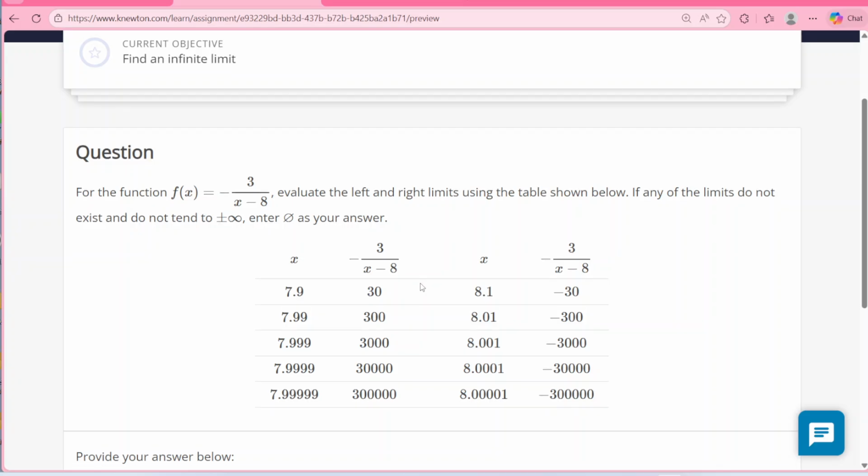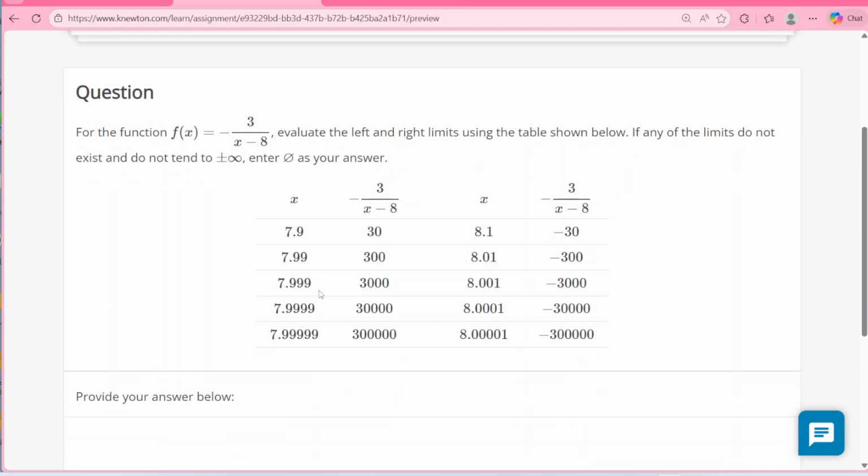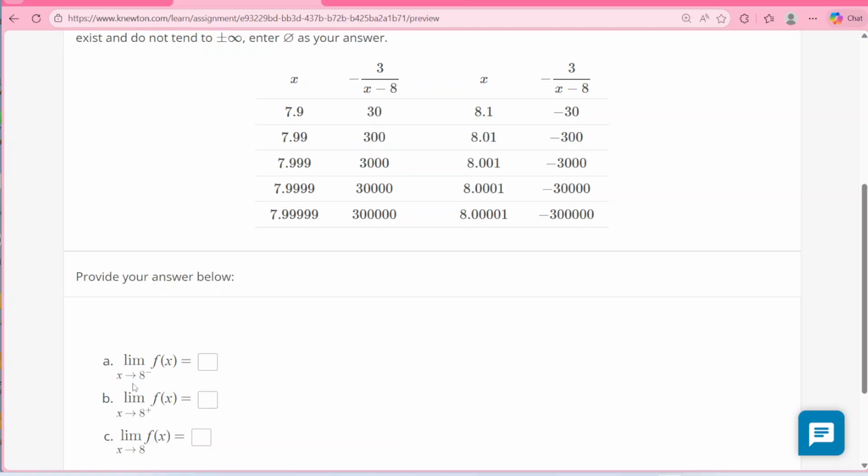So like here with the tables. We're given this function, f of x equals negative 3 over x minus 8. Here's a table, and you see that as x approaches 8 from the left, so I'm plugging in values less than 8, that's this left half of the table with 7.9, 7.99, all the way down to 7.99999. That's really, really close to 8, but on the left. See how the outputs are getting larger and larger and are positive?